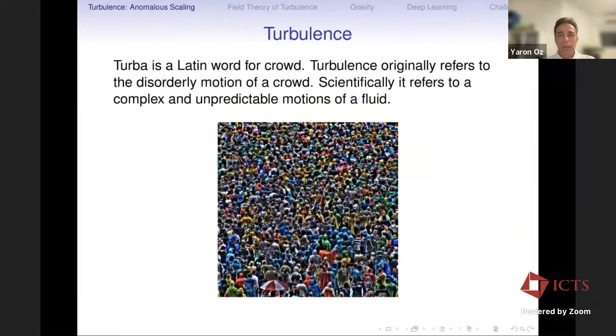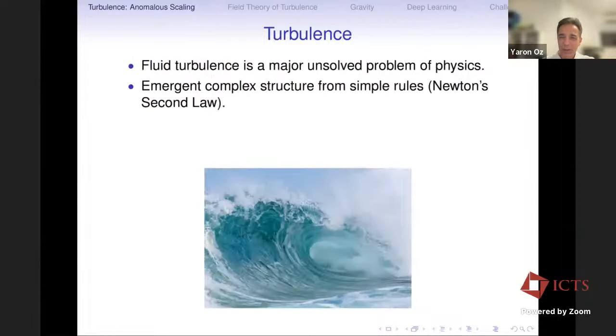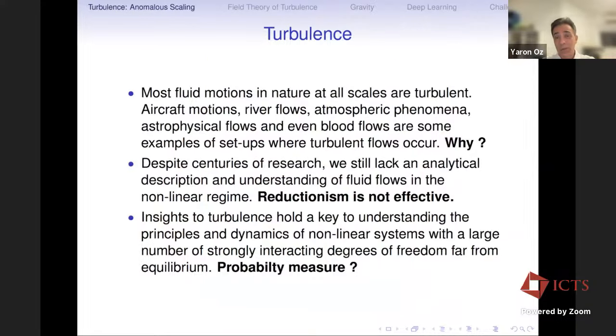Okay. And the word turbulence itself comes from Latin, turba is a Latin word for crowd, and turbulence typically refers to some disorderly motion of a crowd. Scientifically, it refers to a complex and unpredictable motion of a fluid. That's the context we are studying it. And turbulence is a major unsolved problem of physics, even though it actually comes from very simple laws, Newton's second law, but because of the large number of interacting degrees of freedom, what you see is a very complex structure that is emergent.